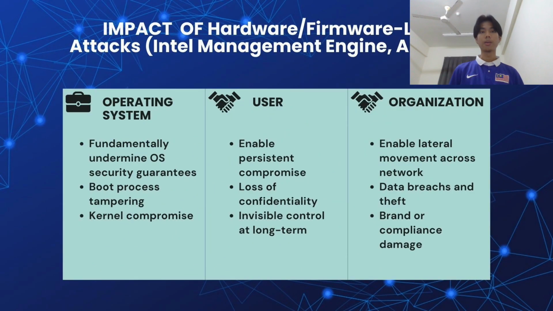What are the impacts of hardware and firmware level attacks? At the operating system level, these attacks fundamentally undermine OS security guarantees. Attackers can perform boot process tampering, forcing the system to load malicious components before the OS security mechanisms are active. This often leads to kernel compromise, where the attackers gain the highest level of control inside the OS, making traditional security controls ineffective.